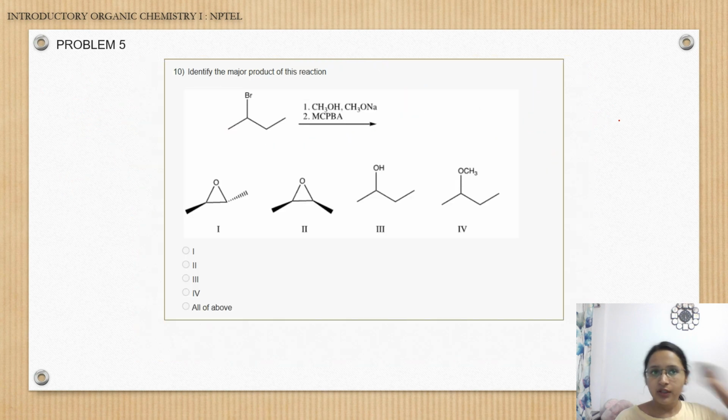Okay. So in problem number 5, I have actually explained the elimination, substitution, everything, and that's why I am keeping this kind of problem here, just to brush up what you have learned in the last few lectures. Now in problem number 5, they are asking you to identify the major product of this reaction. Again, you have to identify the major product.